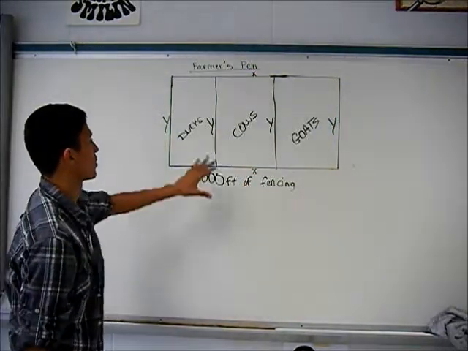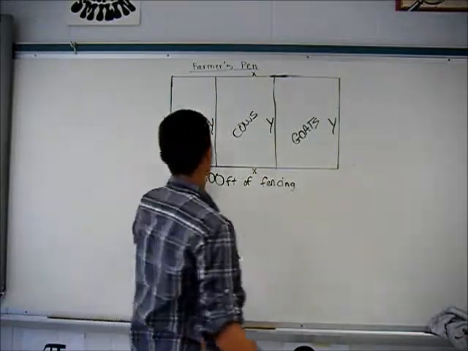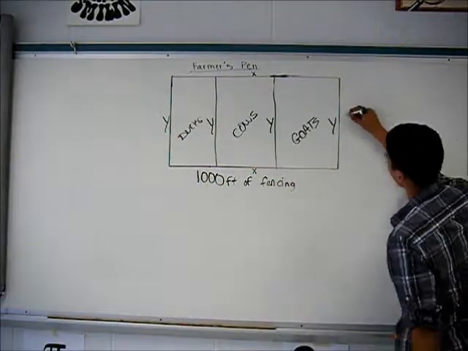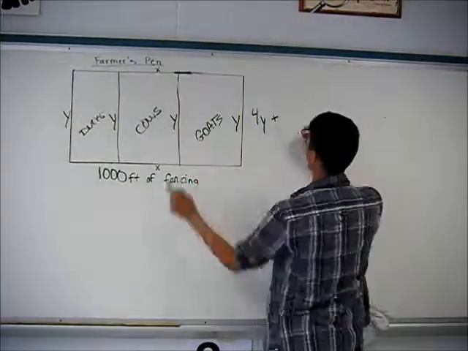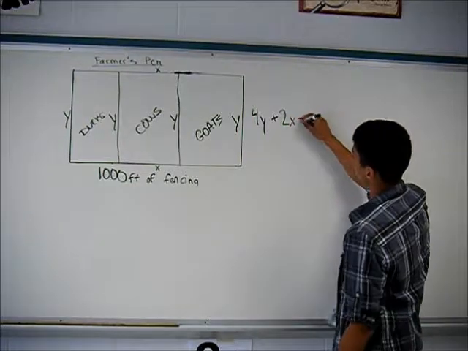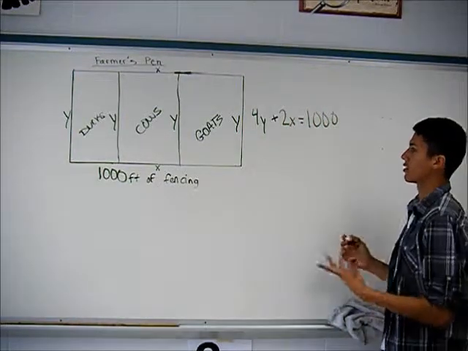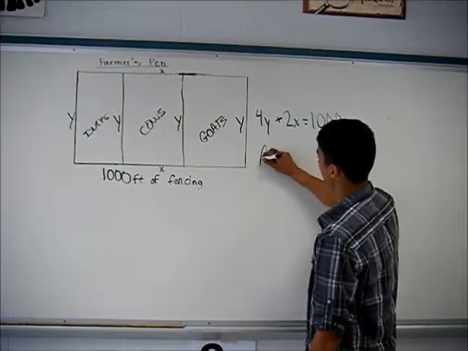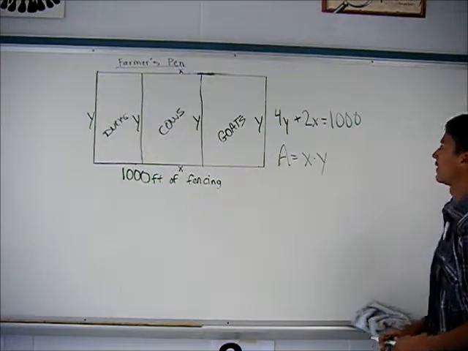All right. Now the perimeter of the whole thing in general, including these little parts, would be 1, 2, 3, 4 y plus 1, 2 x, which equals 1,000 feet. And since we want the area as big as possible, we'll put the area equaling x times y. So you want to maximize that area.